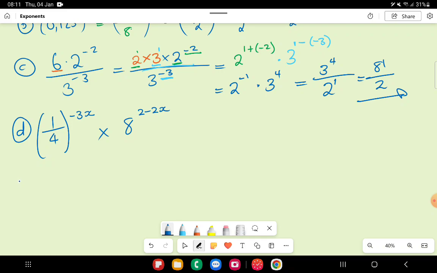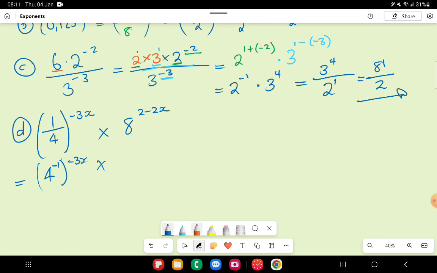So this then becomes, instead of writing this fraction 1/4, I'm going to write it instead as 4 to the power of -1. Do you agree with that? Because -1 means that you're on the wrong side. So I'm going to put the 4 in the numerator and write it to the power of -1 on the wrong side. And I keep my exponent -3x times 8.